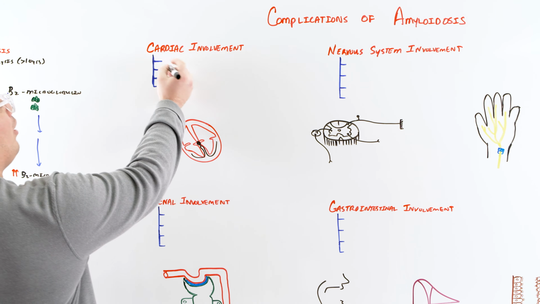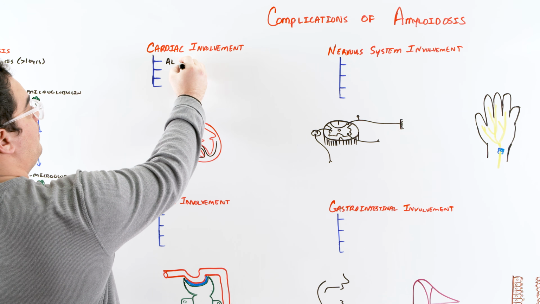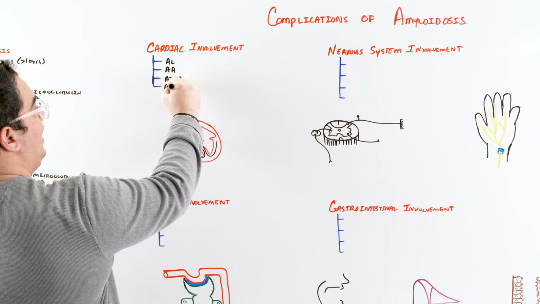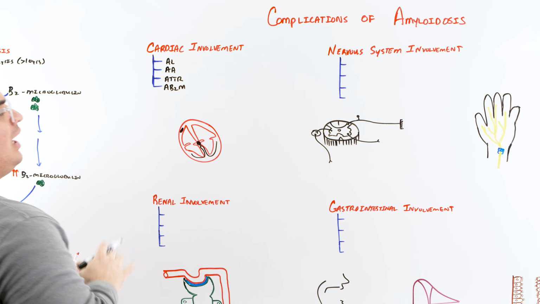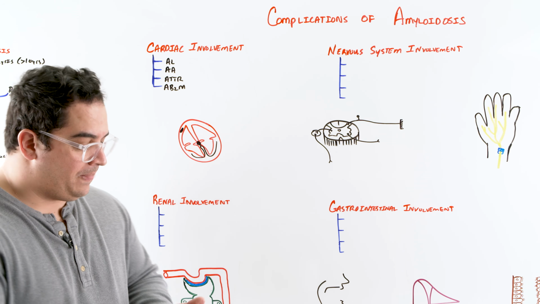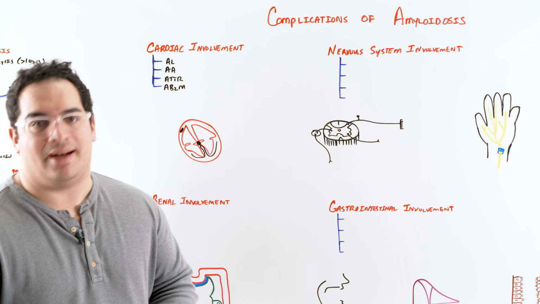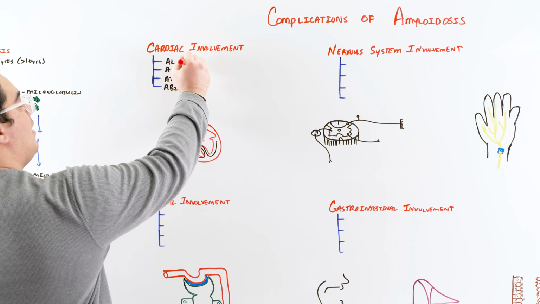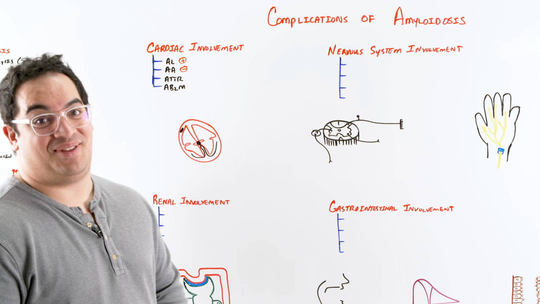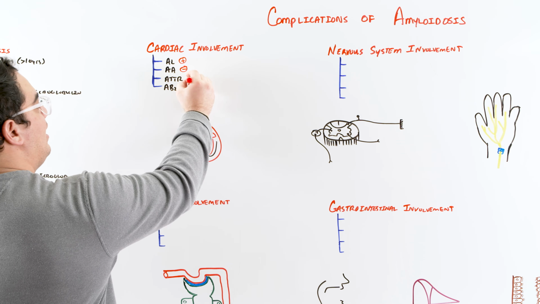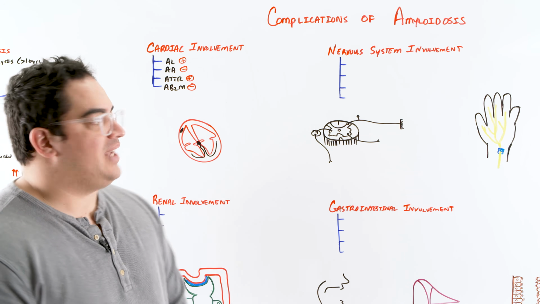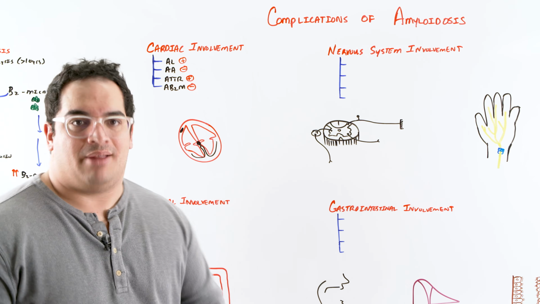And so if we go through these and we write AL, AA, ATTR, and A beta-2 microglobulin, I want you to kind of list out of these which ones are the most likely to involve the heart. And I'll do it with a plus symbol and a minus symbol. This one loves to attack the heart. This one doesn't really involve the heart, so that should be helpful when you think about this. This one loves the heart, and this one doesn't involve the heart. So with that being said, these two are the ones that we see the problems in.